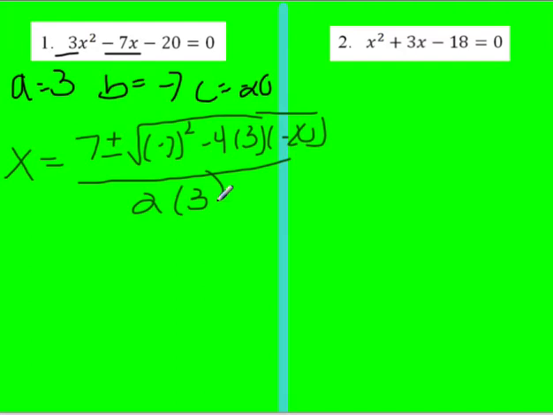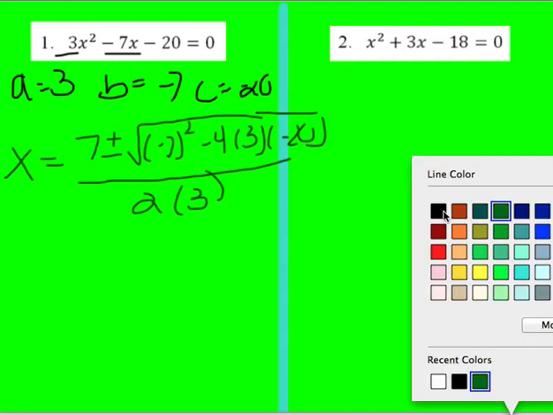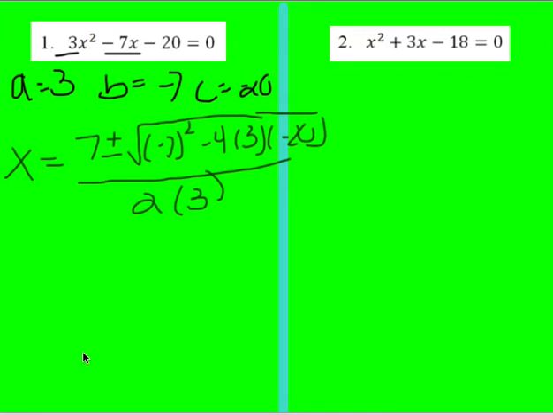So now what I want to do first is simplify underneath the radical, just like we did at the beginning of this note sheet. So I'm going to simplify just this part. I'm going to take this chunk and plug it into my calculator. So I'm going to take the quantity of -7 squared minus 4 times 3 times -20. So go ahead and pause the video and plug that into your calculator. When you plug that into your calculator, you should get 289.